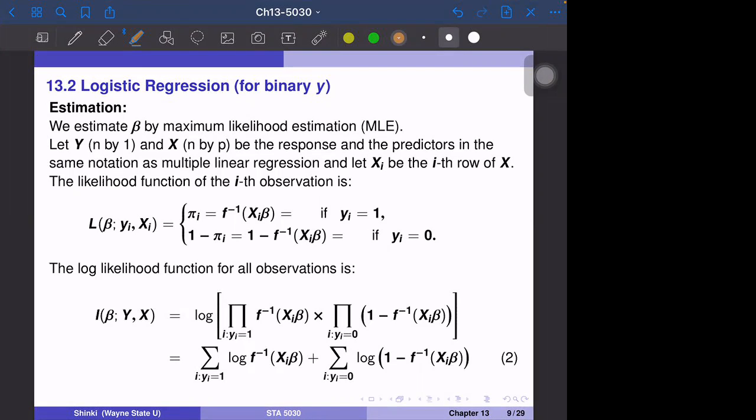Hi, this is 13.2, Logistic Regression for binary y. So now that we have discussed the model, let's discuss estimation: how to estimate the parameters.